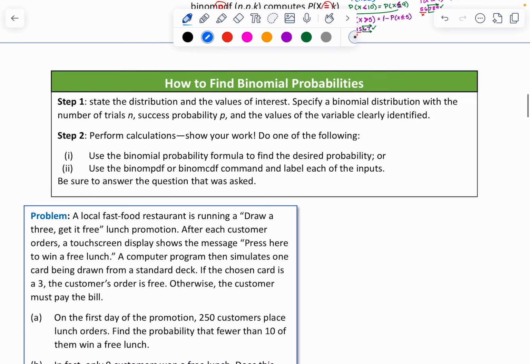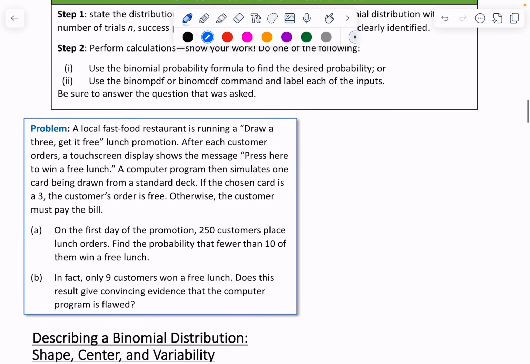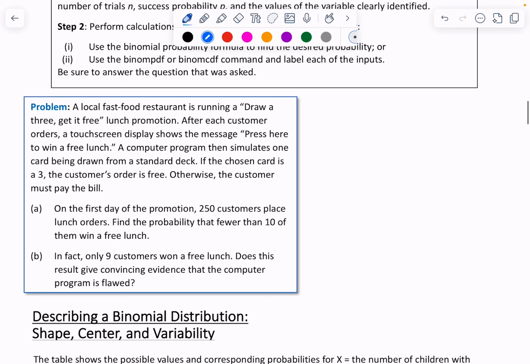Okay. So a local fast food restaurant is running a draw 3, get a free lunch promotion. After each customer orders, a touchscreen display shows the message, please press here to win a free lunch. A computer program then simulates one card being drawn from a standard deck. If the chosen card is a 3, the customer's order is free. Otherwise, they must pay the bill. On the first promotion, 250 customers place lunch orders. Find the probability fewer than 10 of them win a free lunch.